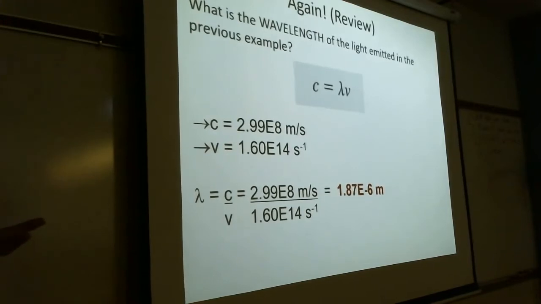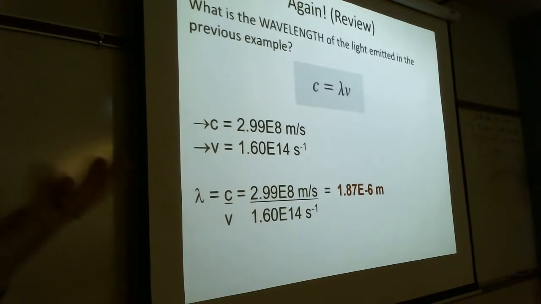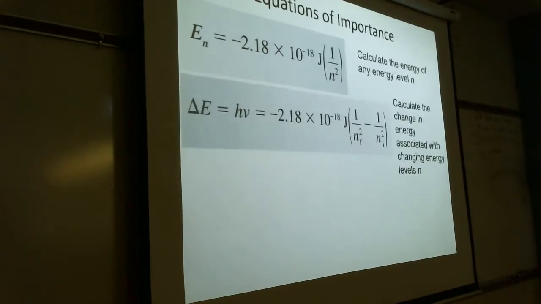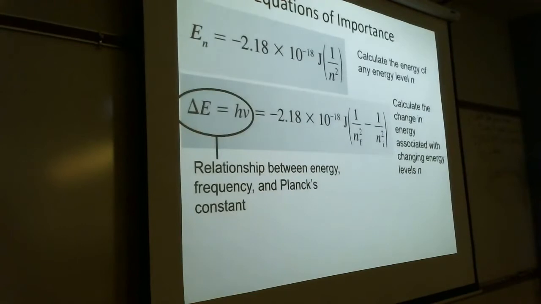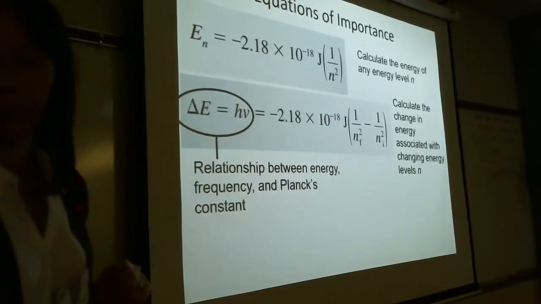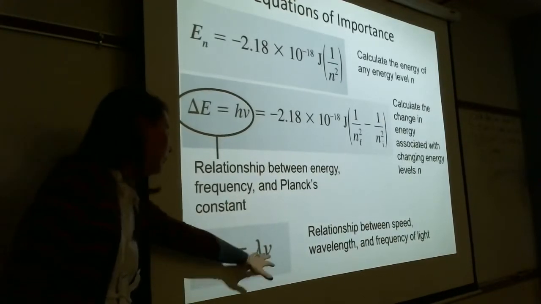Now, if I say, what's the wavelength in nanometers, you take that number in meters and convert it to nanometers, right? So here are all our equations of importance. I'll give them to you. Okay, you just need to know when and how to use them. So this is calculating the energy of any energy level. This is change in energy level. This one's the relationship between energy and frequency. And this is the relationship between speed of light, wavelength, and frequency.